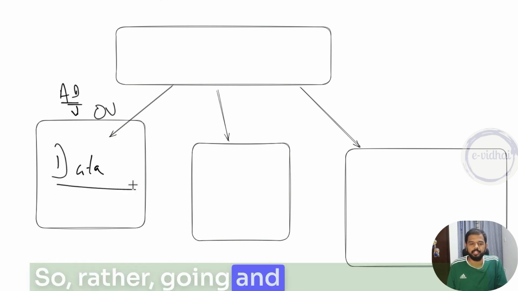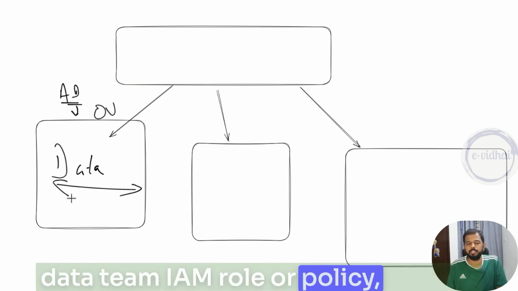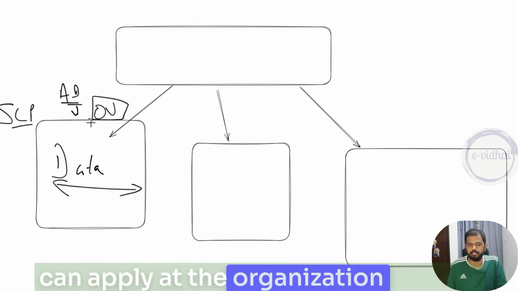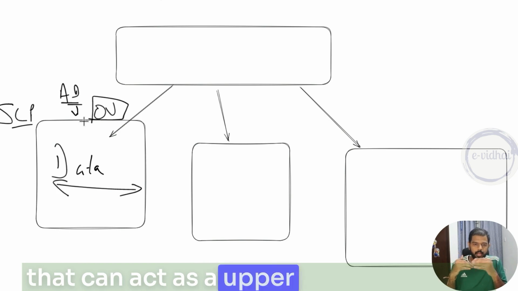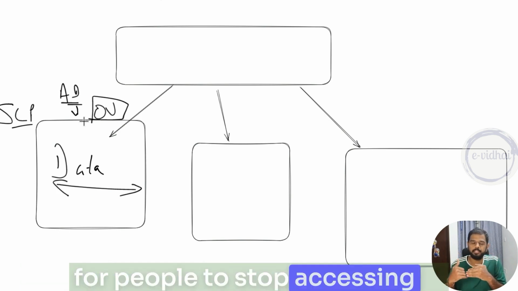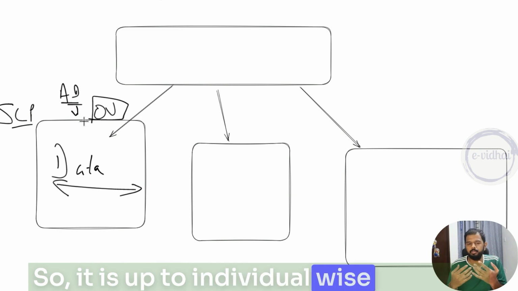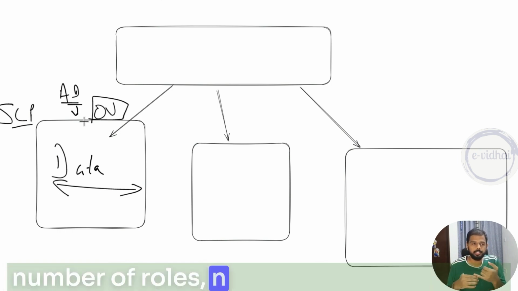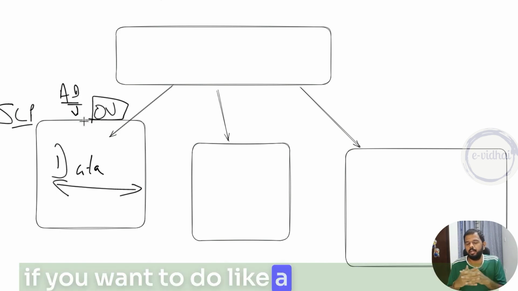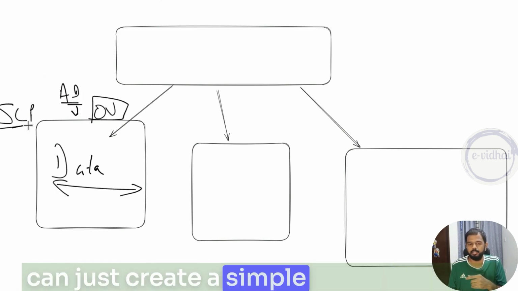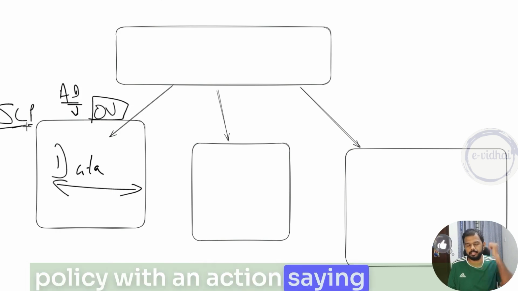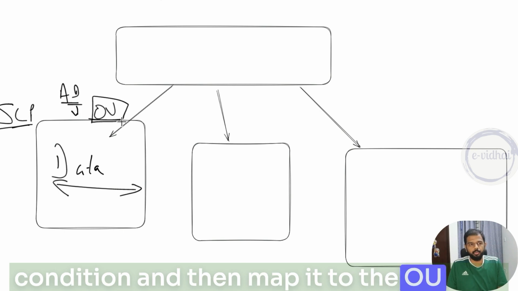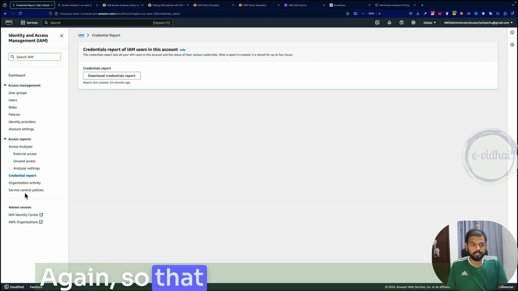Rather than going and playing with the data team IAM role or policy, you can consider applying a service control policy, which you can apply at the organization level. So that can act as an upper layer protection to stop people accessing it. So it's up to you. If the entire account is clumsy, there are n number of roles and policies, and if you want minimal risk, you can just create a simple service control policy with an action saying deny to a specific action or specific resource condition, and then map it to the OU part. Again, that can be done over here.